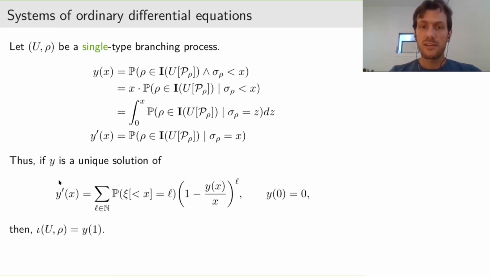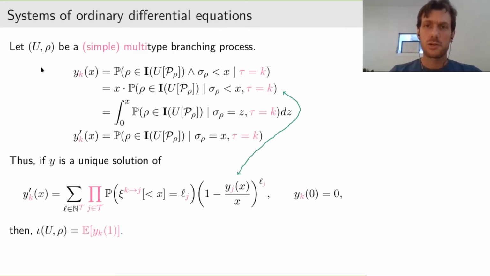This probability is just the average over the number of children of the root, the number of children with label at most x, times the probability that each of them needs to be not red, conditioned on being in the past, which is what's written here. And this is independent because of what we said earlier, hence the product here. And the boundary condition y of 0 equals 0 is just by the definition of y.